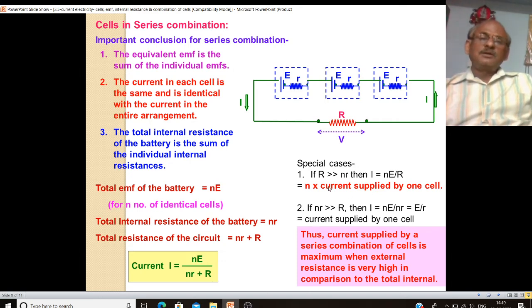So see here, this part is the maximum current that we can get from a series combination. So what is the condition? Current supplied by a series combination of cells is maximum when external resistance is very high in comparison to the total internal resistance. That is case 1.